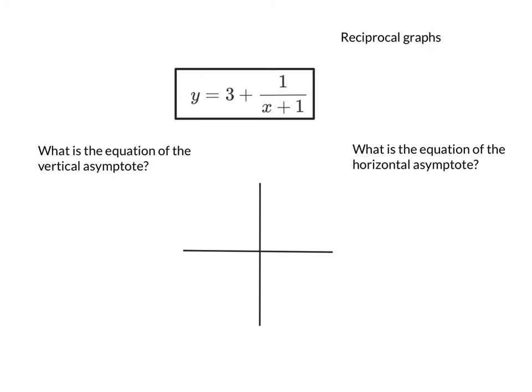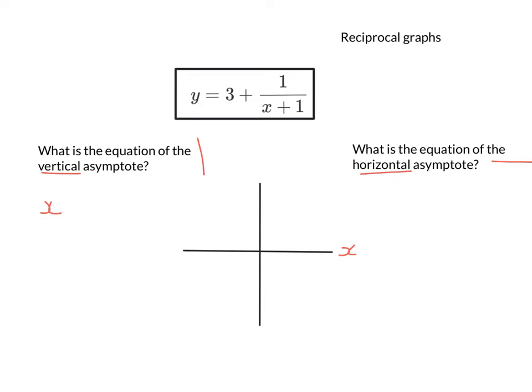So I have this equation of a reciprocal graph here, and I want to know what the equation of the vertical asymptote is and the horizontal asymptote. So remember, vertical, horizontal. So the vertical one is going to be crossing the x-axis, so I know it's going to be x is something. So I need to look at this equation here and think, well, where is x impossible to be?